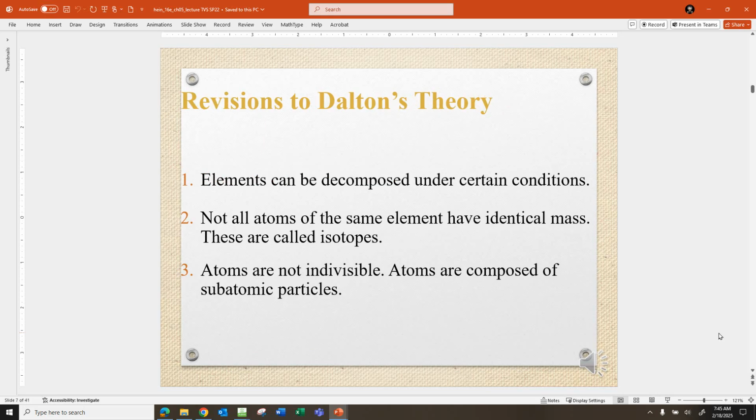So, revisions to Dalton's theory: elements can decompose under certain conditions. These are the things that are wrong with his original postulates. Not all atoms of the same element are identical in mass, and atoms are not indivisible. Atoms are composed of subatomic particles. We know that they can be divided.